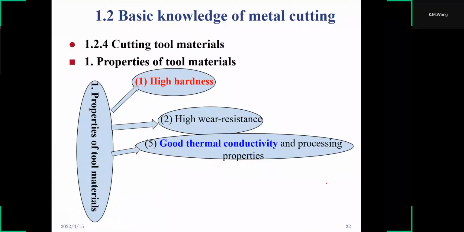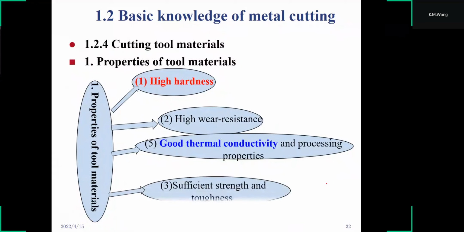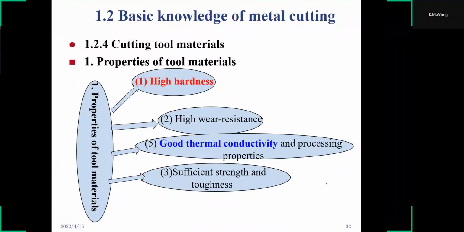And then the tool materials should have good thermal conductivity and processing properties. This is due to the cutting process will produce a large amount of heat. If the tool materials don't have good thermal conductivity, the temperature will become very high, and the tools may fail quickly. And then the tool materials should also have sufficient strength. It is easy to understand.